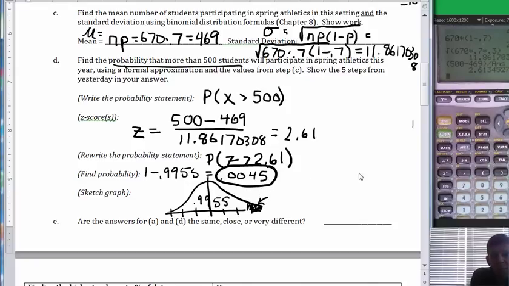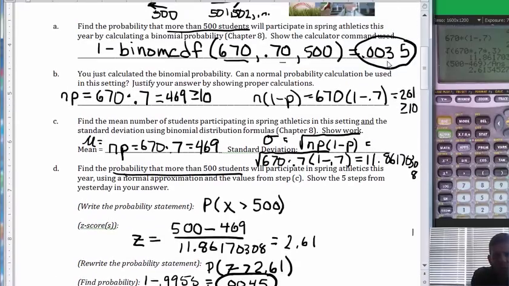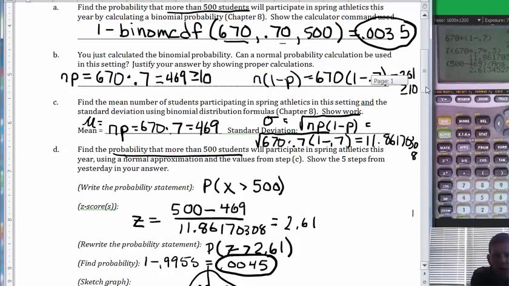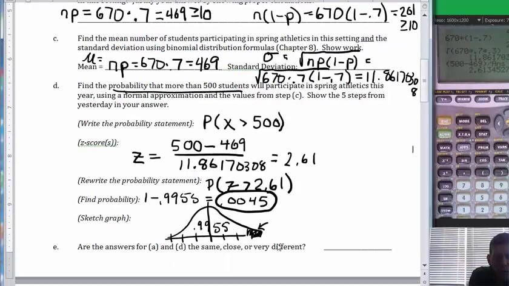It should be approximately equal, and this is pretty close to 0.004, and the answer that we originally got, which is the more accurate or correct answer, is also around 0.004 as well. So it's a good approximation. It's not perfect, but I would say that they are pretty close.